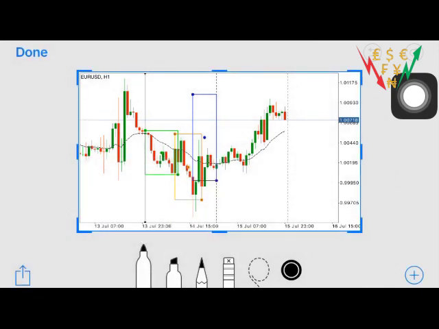Okay, now that's all about trading sessions, guys. I actually like the way this looks. Okay, so I'm just going to screenshot it.